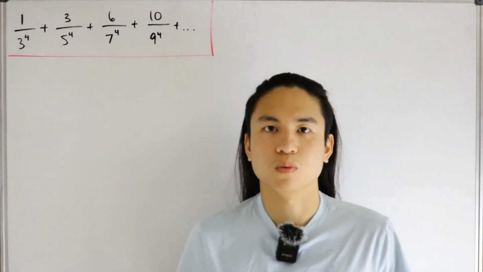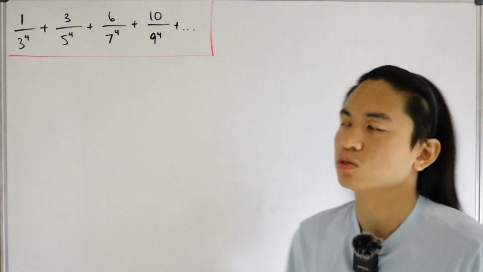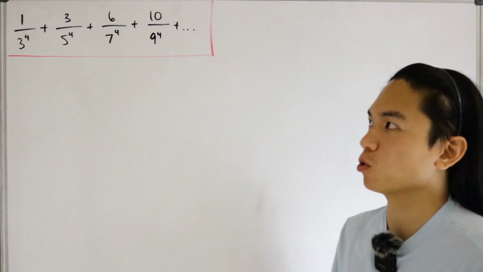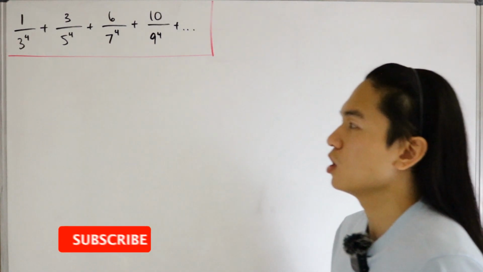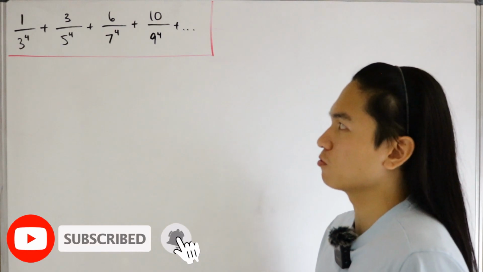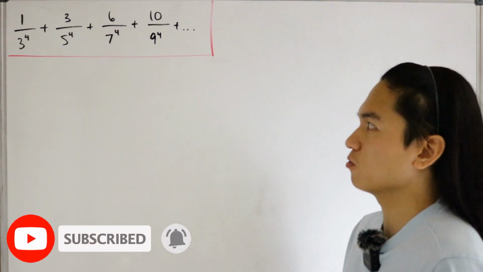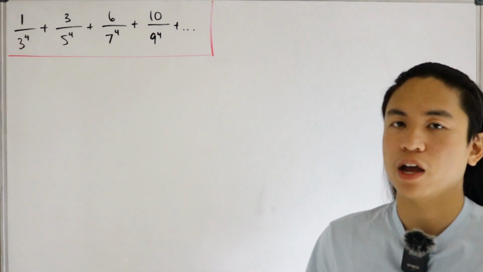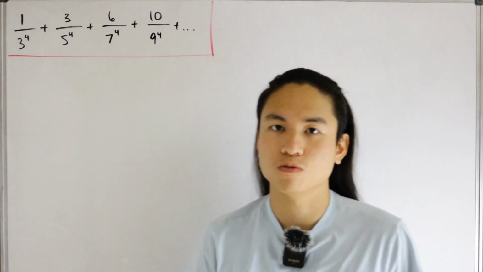Okay, so welcome back to another video. So what we have here is a sum. Everything in the denominators consists of the fourth degree power, the reciprocals. So we have 1 divided by 3 to the power 4, plus 3 divided by 5 to the power 4, plus 6 divided by 7 to the power 4, plus 10 divided by 9 to the power 4, and it goes on, so on and so forth.